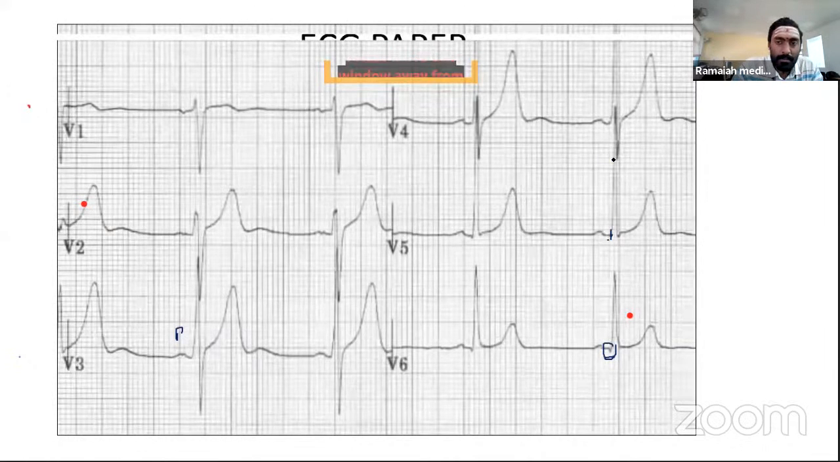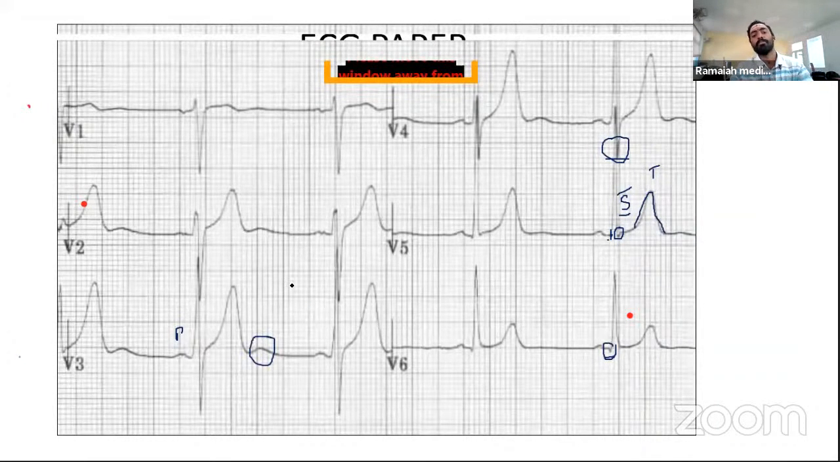Then we have the activation of the major portion of the ventricle forming the R wave. Then we have the small S wave, because of the basal portion of the heart getting activated. Then we have the T wave, because of ventricular repolarization, and we have the U wave because of papillary muscle repolarization. So this is what we have seen.